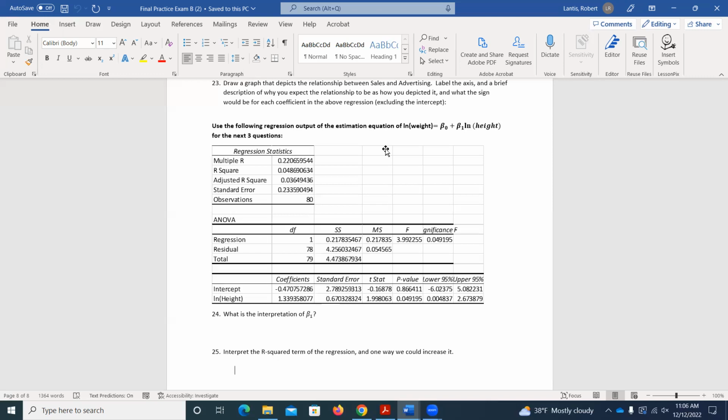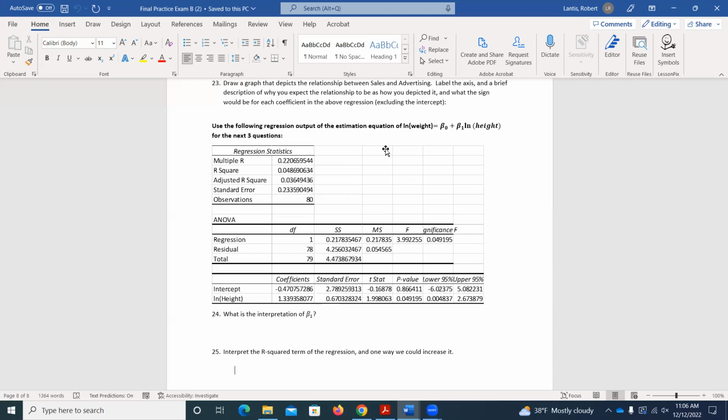So let's say this was like 0.12. This is going to be a bad one. This was the actual number. But for every additional inch that height increases, we would expect that weight goes up by 12%, right? Is it log level or level log?